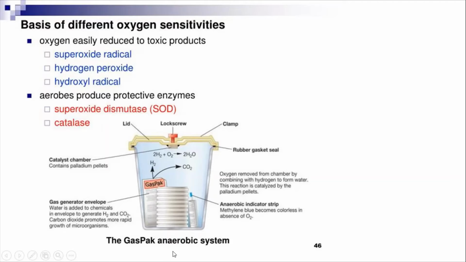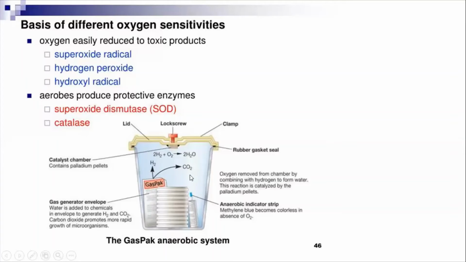So this is your anaerobic chamber. As you can see, it's everywhere, it's covered. Now these are the bacteria plates, can you see? These are the bacteria that are present. What they have done is they have added a catalyst in the chamber, palladium pellets, so that the oxygen gets activated and converted. In this gas generator, water is added to the chemicals in the envelope to generate H2 and CO2. Carbon dioxide promotes more rapid growth of the microorganisms.